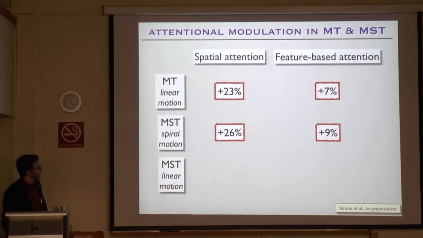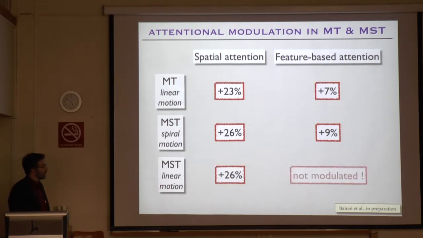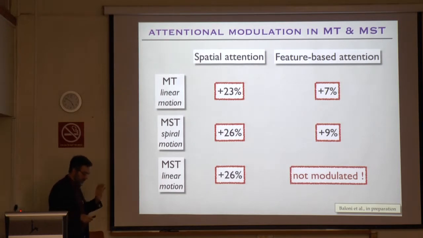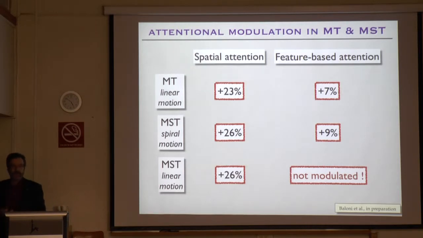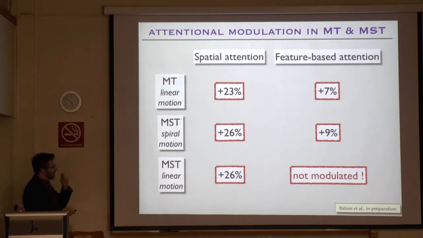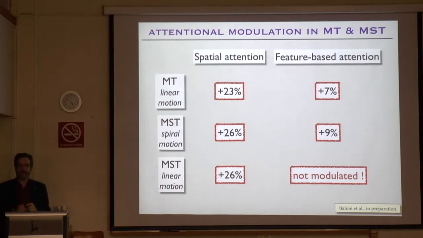Again, with spatial attention, nothing surprising, everything is exactly the same. The big surprise was down here. So we really looked, and there is no attentional modulation in MST for linear motion. Now, if you think about this, this is quite surprising because the input to MST comes from MT. In MT, these linear motion patterns are modulated. So we're getting a modulated input into area MST and then it suddenly vanishes, it just disappears? That's odd. We really didn't expect this.